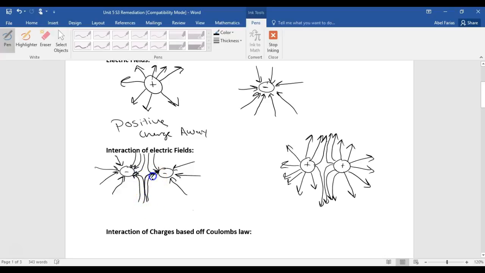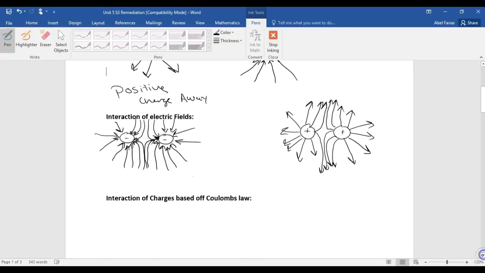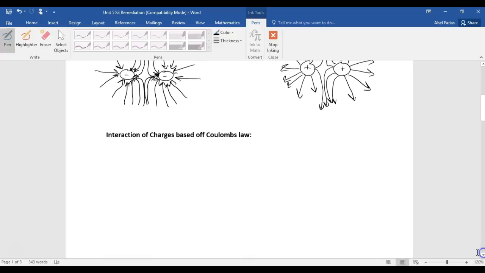So these lines go into that negative charge, and again, the closer you get these two negative charges, the more force you're going to feel. The more lines that will interact, the closer these will feel. Now, this is essentially how you can determine Coulomb's law, right? So Coulomb's law is based off of the electric field line.